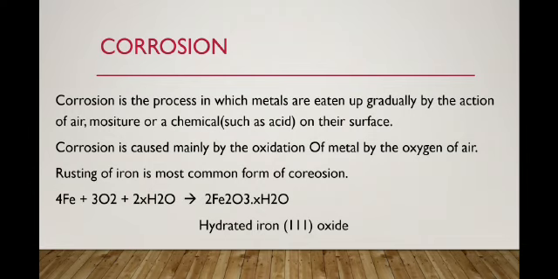on their surface. Corrosion means when every metal gets corroded, eaten up in presence of air, moisture, or by chemical actions. Corrosion is caused mainly by oxidation of metal by oxygen of air. Rusting is the main form of corrosion. I have given you the formula of rust. That is, iron when corroded in presence of oxygen and in presence of water gives hydrated iron oxide.